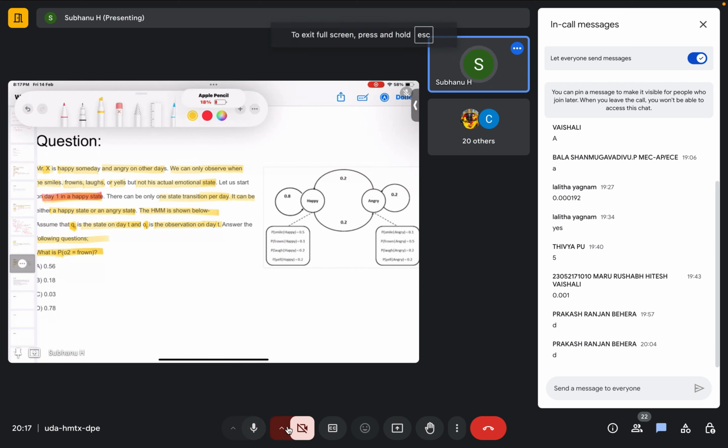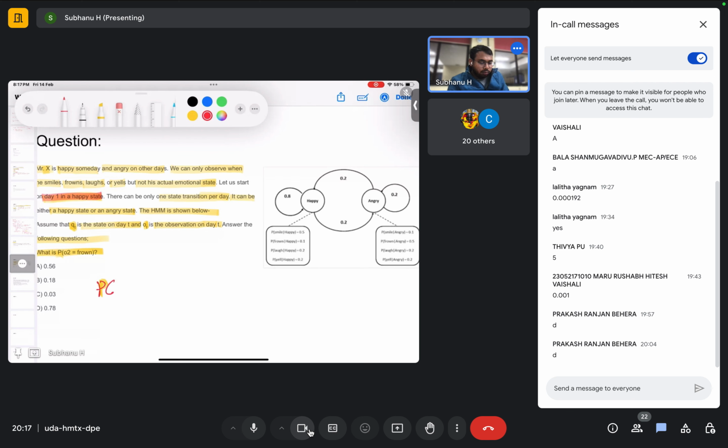So what we need to do? You have to find out the probability of observation. Okay. So the probability of observation, that is on day two it is frown. Okay. But we don't know whether he is happy or not on day two. Okay. We know that he is happy on day one, but we really don't know that he is happy on day two or not. Okay. So hence the probability of the observation is the sum of the product of the observation probabilities and all the possible hidden state transitions.